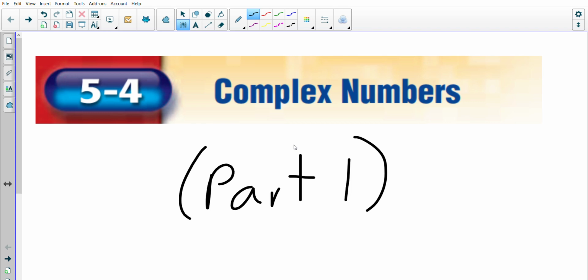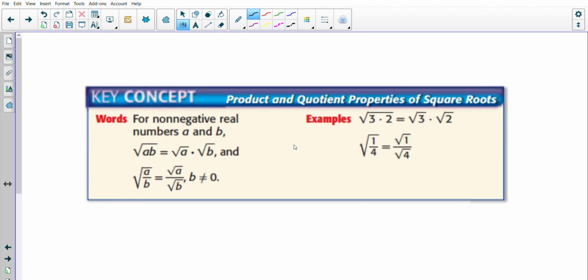In today's video, we're going to look at section 5-4, complex numbers, and we're going to split this into multiple parts. Today, we're going to talk about part 1. So let's get started. The first thing we need to understand is some properties of square roots.